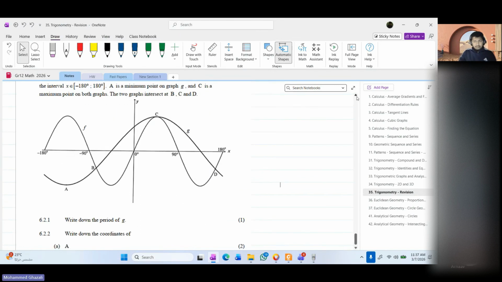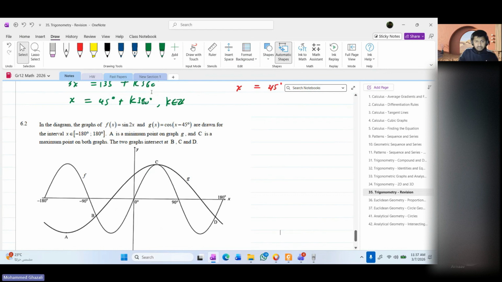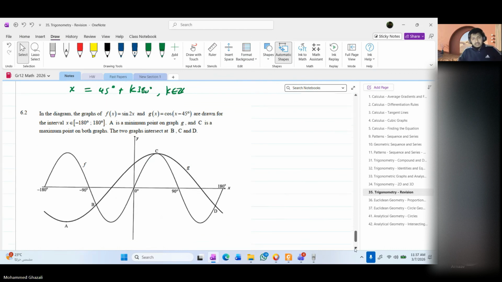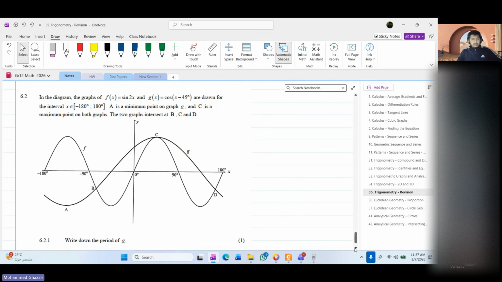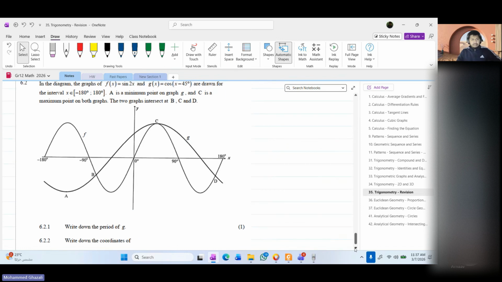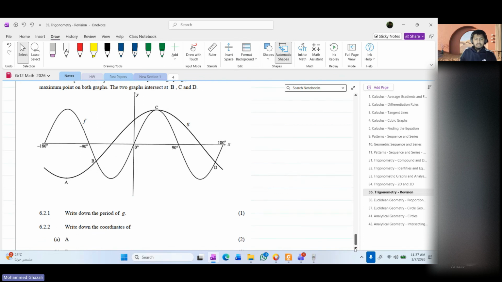Right, so they already told us the general solution there. We know what the general solutions are. So we got f of x, which is sine 2x, and g of x, cos x minus 45. It's coming from the top, drawn in the interval, a minimum point, a maximum point. The two graphs intersect at B and D. B, C, and D, three points of intersection. Write down the period of g.